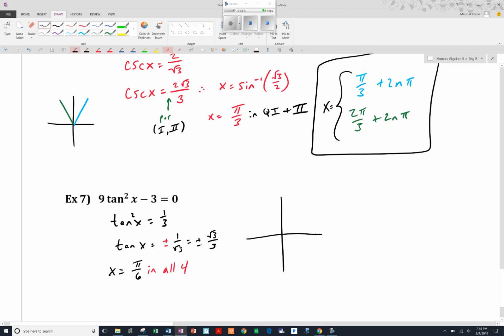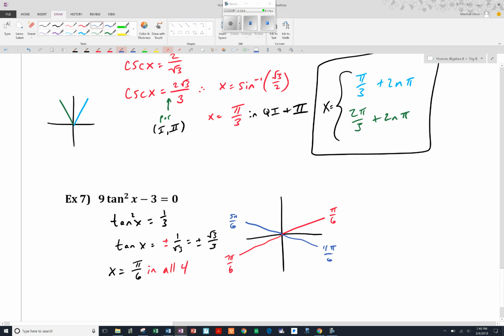Think about what our answers are going to be here. One of our answers is going to be pi over 6. Another answer is going to be pi over 6, not pi over 3. Our next answer in the second quadrant is going to be 5 pi over 6. In fact, I'm going to write that right there. Our next answer in the third quadrant is going to be 7 pi over 6. And our fourth answer in the fourth quadrant is going to be 11 pi over 6. Those are our 4 answers.